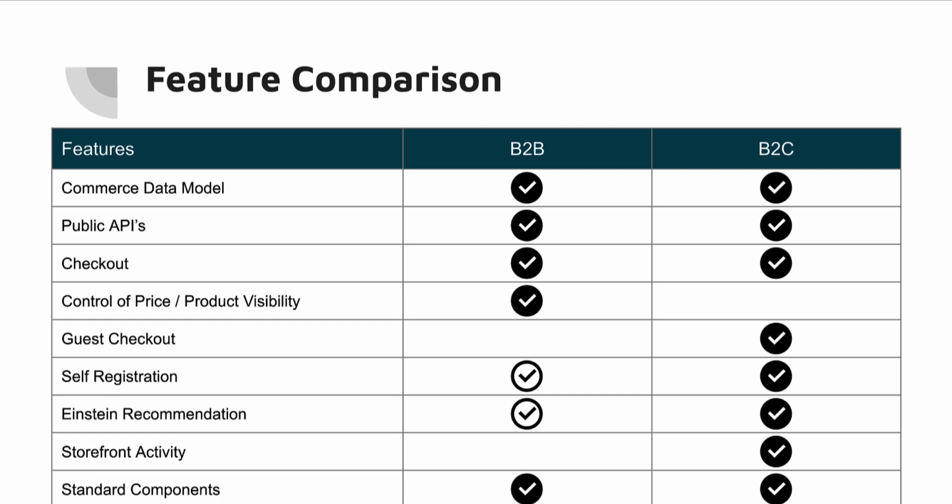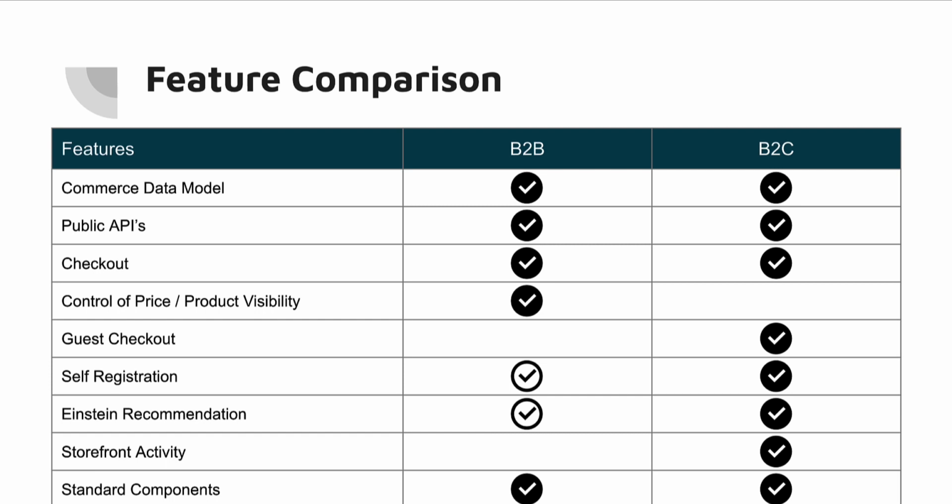And this is where it starts to differ a little bit here. The control of pricing and product visibility. With B2B, we have buyer groups and the ability to show and hide products based on those buyer groups. With B2C, you only have one buyer group available to you. So that means that you have global prices and global products, which kind of makes sense from a B2C side, but it's a key distinction of how the two templates here use the data.